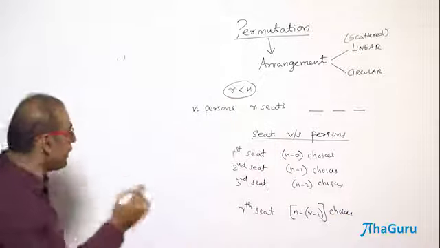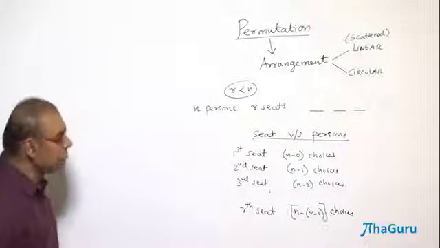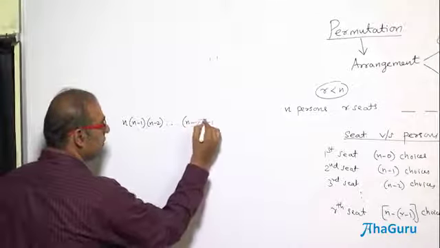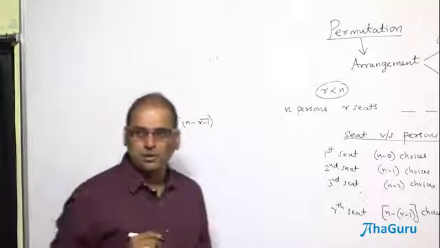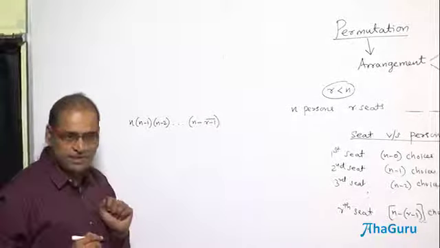Correct? So if you are going to multiply all these things, that means r seats can be occupied by n persons in how many ways? This product is going to be n into n minus 1 into n minus 2, and so on up to n minus of r minus 1. This is like a factorial. If you extend till 1, it's a factorial, but it is hanging somewhere. So what we can do is multiply till 1 and divide by that.